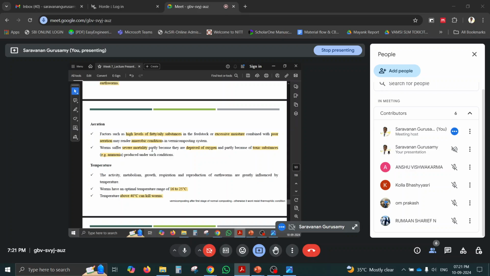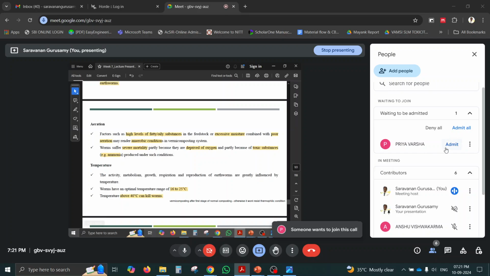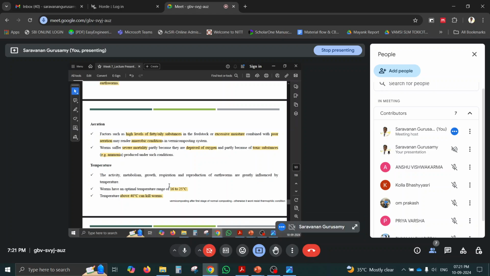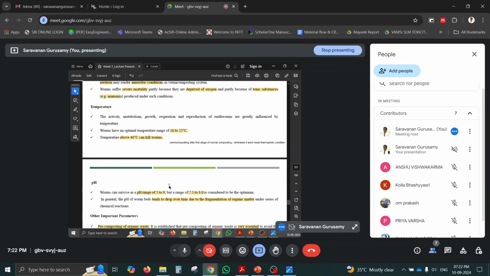Mortality is death. Okay. Then temperature. As I mentioned, worms will live only in the optimum temperature range of 16 to 25 degrees Celsius, and temperature affects the activity, metabolism, growth, respiration, and reproduction of the earthworms. Whenever the temperature goes above 40 degrees, it will kill the earthworms. So we have to maintain a low nitrogen level. Then the degradation rate will be lower, and the temperature won't reach 80 degrees. So that's the thing.